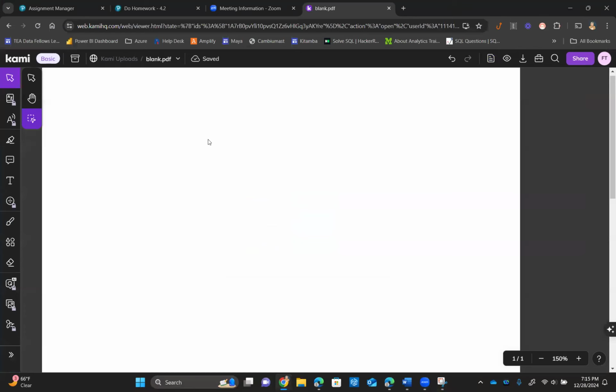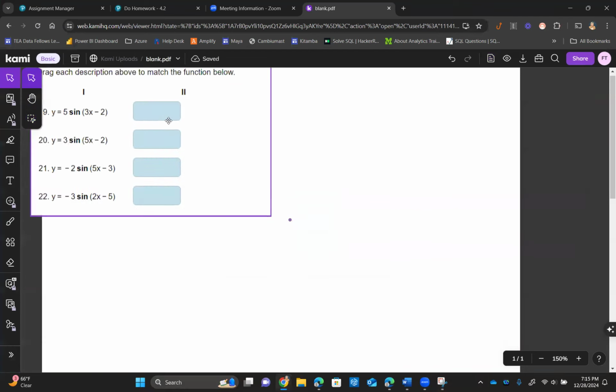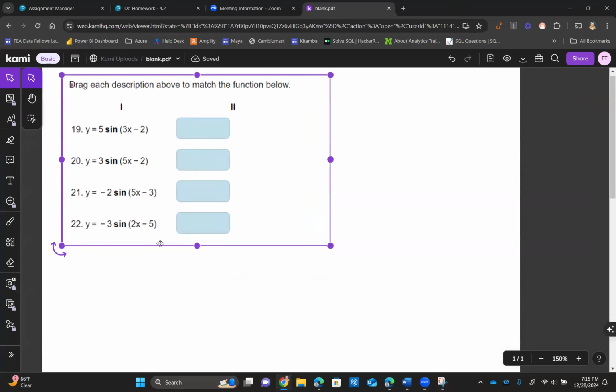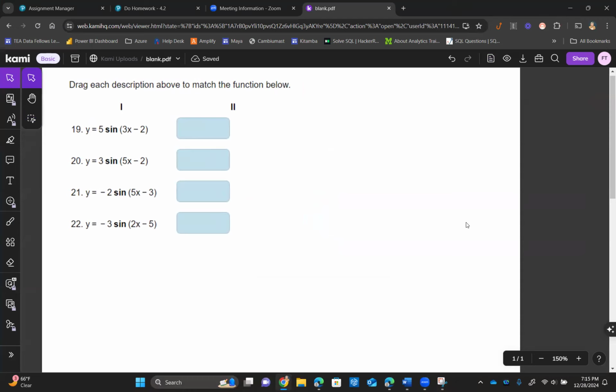And then I will paste it to the board. For some reason, it's not pasting it. And here's the questions. For each of these, we're going to find the amplitude, period, and phase shift.